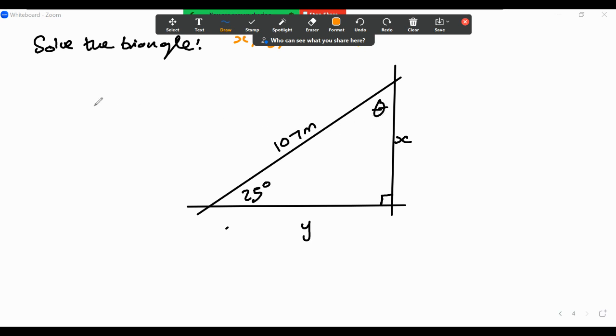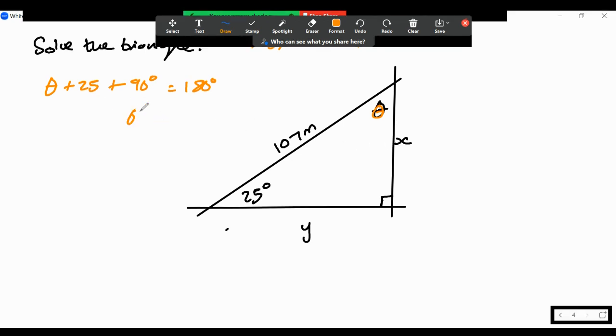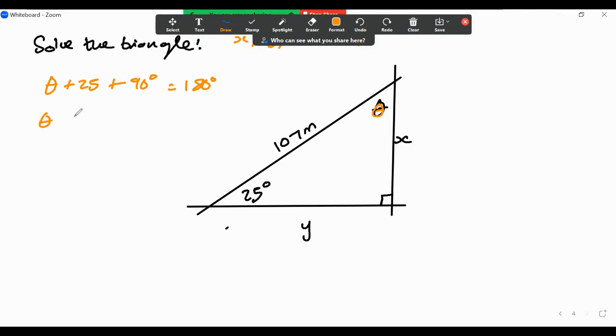angle theta can be found first, because theta plus 25 plus 90 degrees is equal to 180 degrees. So theta can be calculated by angles in a triangle. So this is going to be 115 degrees equals 180. And if I minus that, that will become 55 degrees. Right, so that'll be 55 degrees on this side.